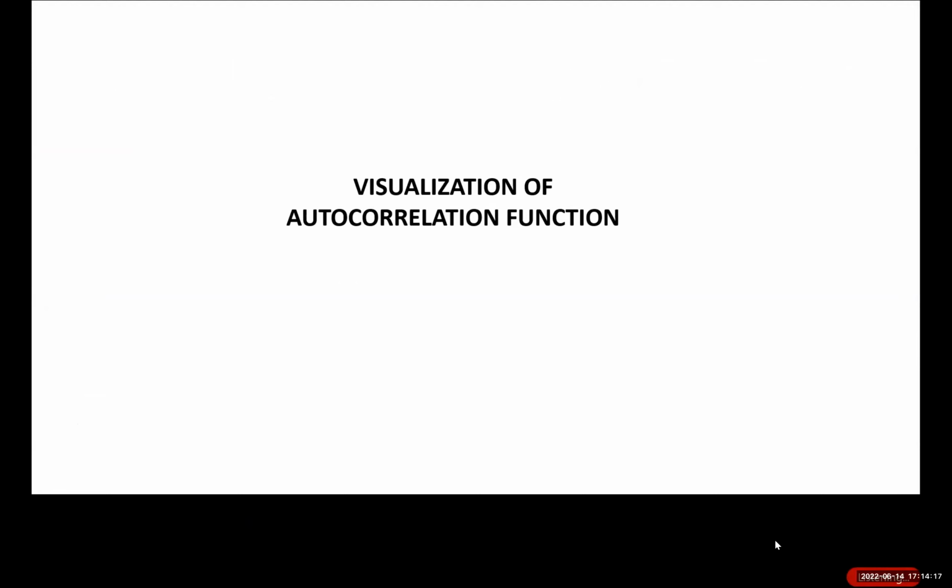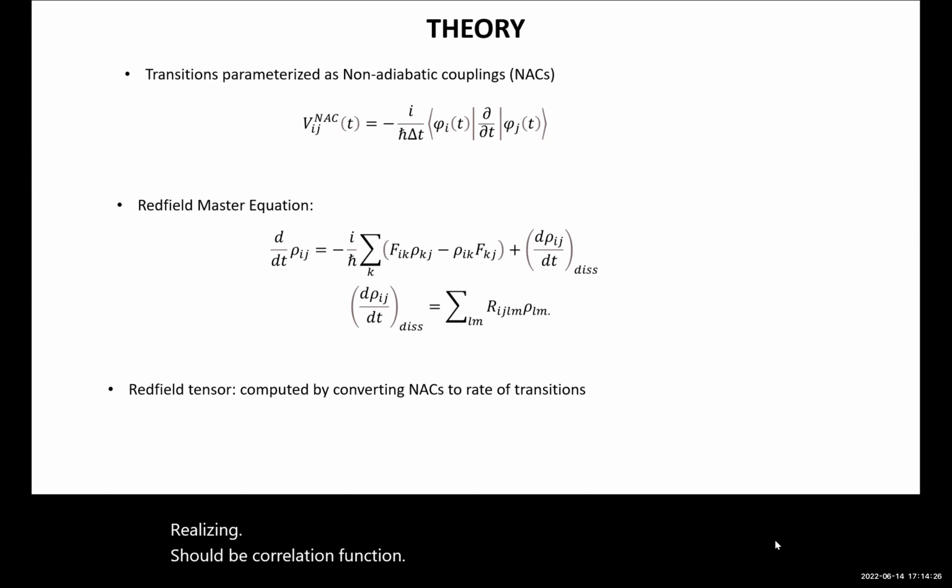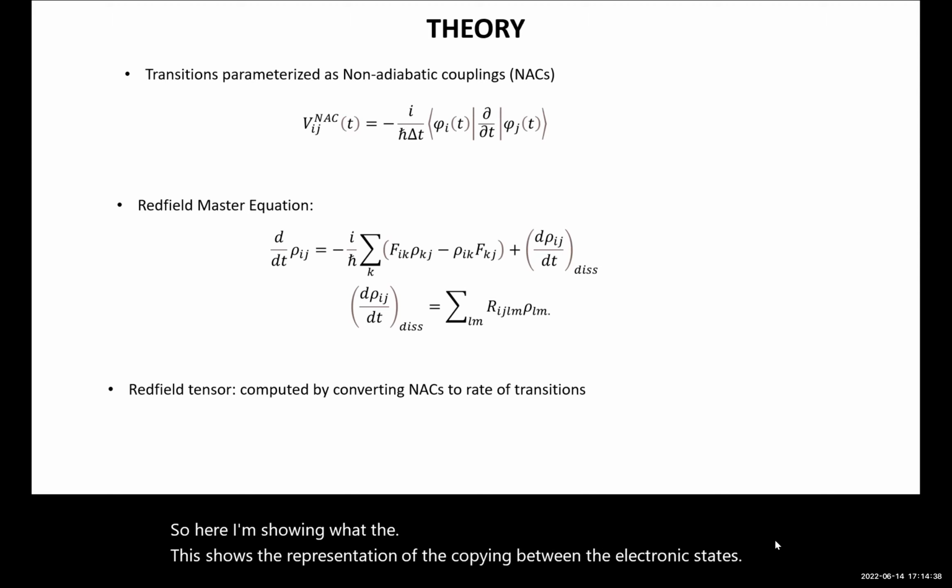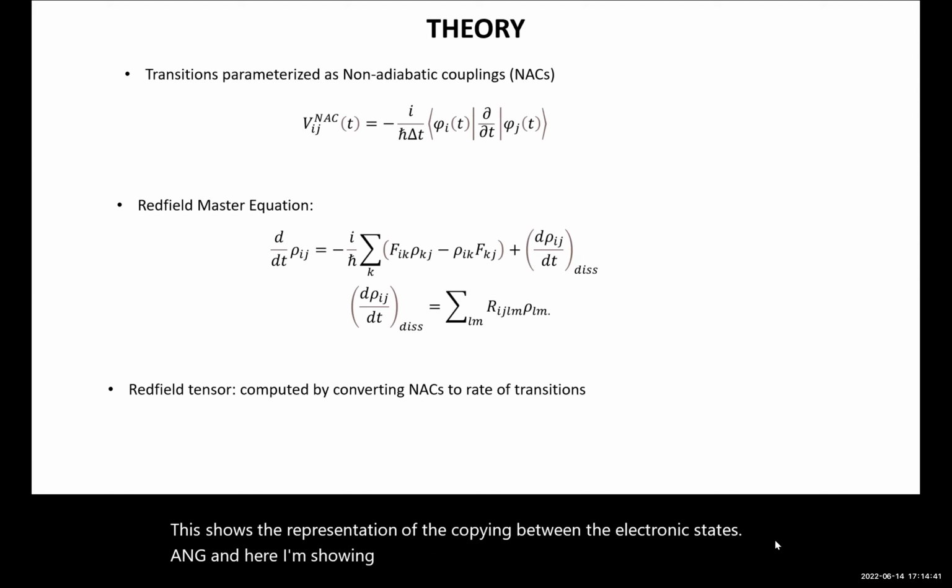Okay, so I will be talking about visualizing the correlation function. So here I'm showing the representation of the coupling between the electronic states I and J, and here I'm showing the Redfield equation that explains the time evolution of the density matrix.